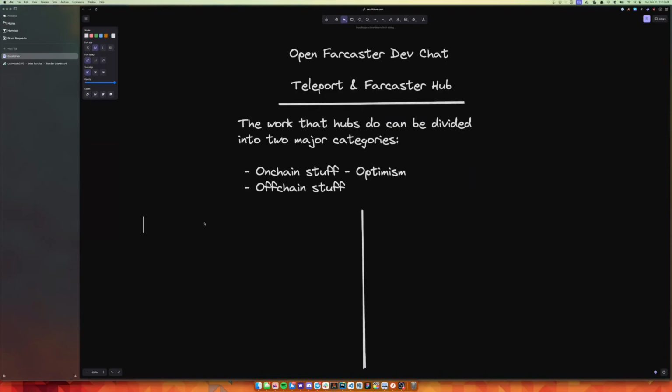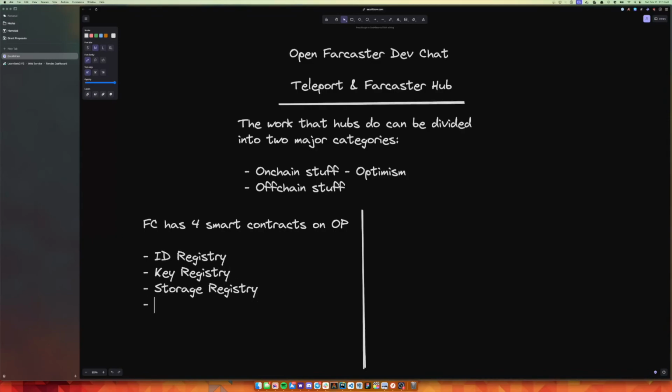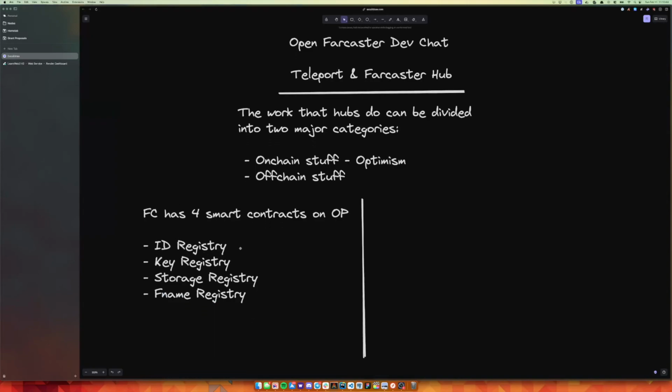FC has four smart contracts on OP. These are the ID registry, the key registry, the storage registry, and then a to-do is the fname registry. So this isn't deployed yet, as far as I understand, but it is coming. So I'll just mention it anyway. So let's go over what these are used for.